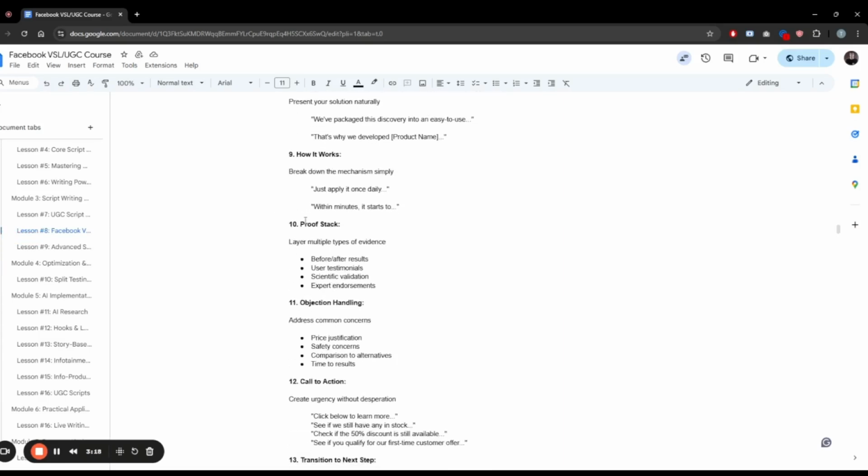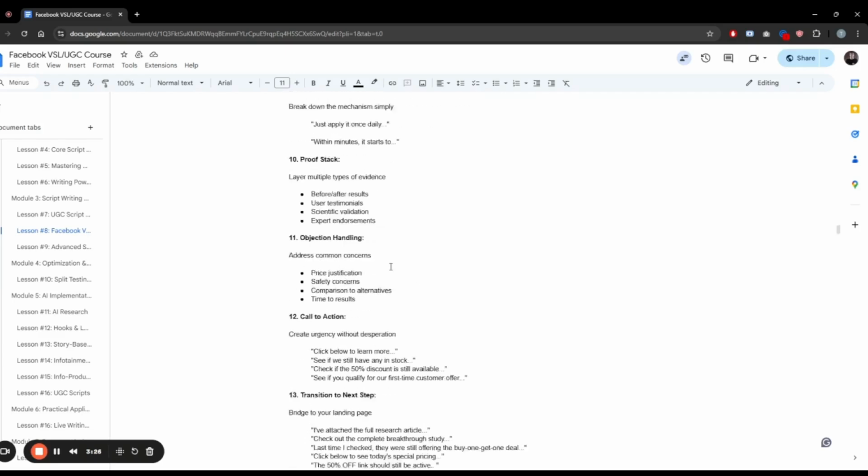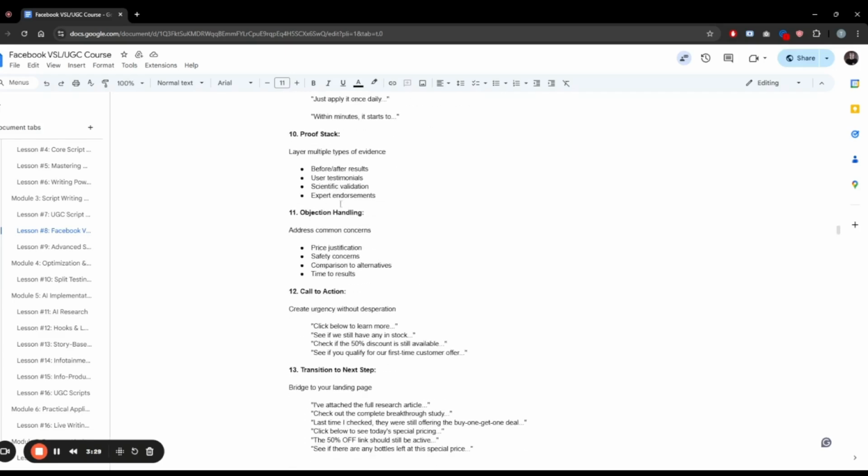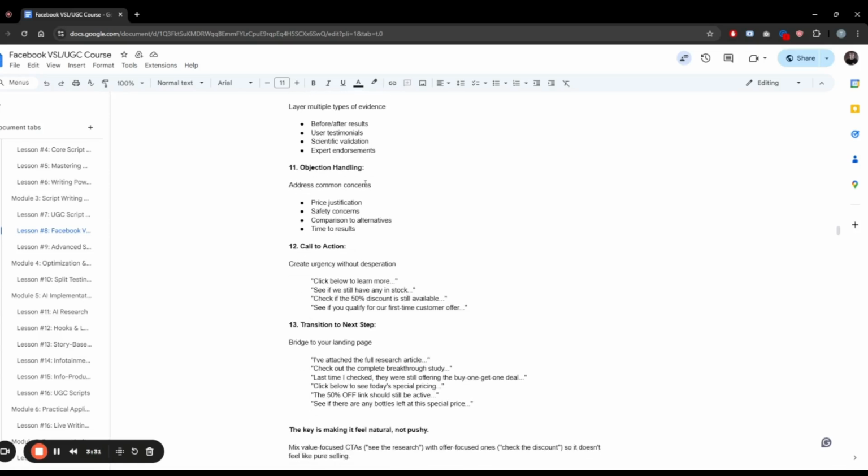Then you have the proof stack. You layer multiple types of evidence. So before and after results, user testimonials, scientific validation, and expert endorsements. And then you have the objection handling, where you address common concerns. You can have price justification, safety concerns, comparison to alternatives, and time to results.